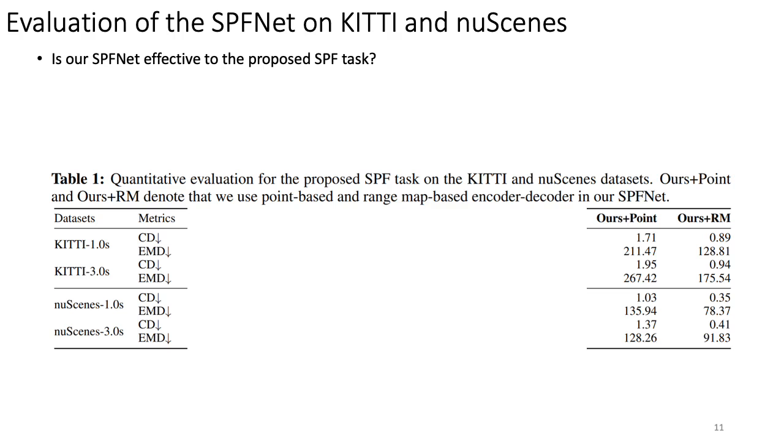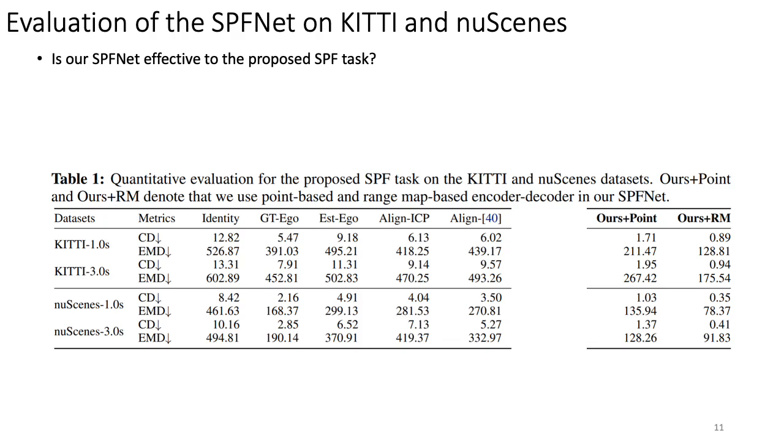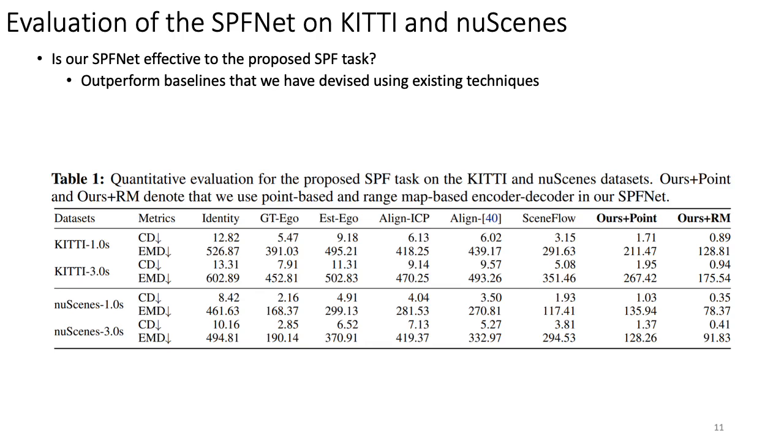Okay, let's talk about the results. The first question is, is our SPF net effective for the SPF task? To answer that question, we devised a few baselines for comparison. For example, directly copying point clouds from the past, or using ego motion estimation, or using point cloud alignment techniques to propagate point clouds to the future. Lastly, we use one scene flow method to compute the pointwise motion and propagate it to the future. From the results, we can see that our method with 2 different encoder-decoders performed the best, which is reasonable because only our method is designed for non-horizon prediction.